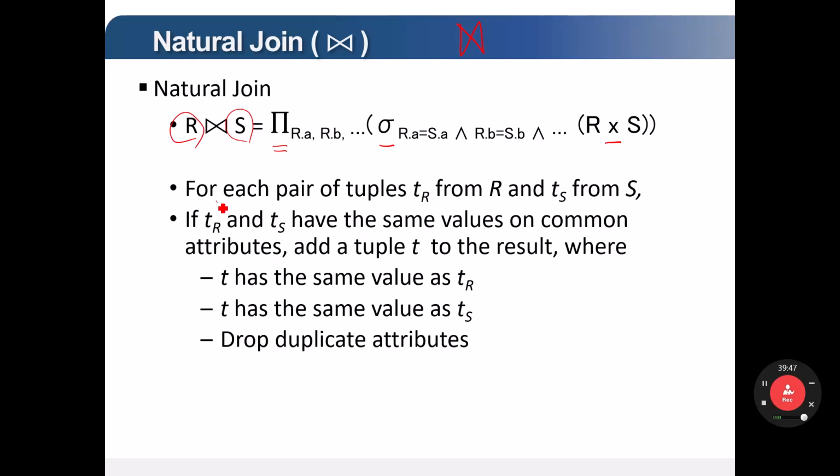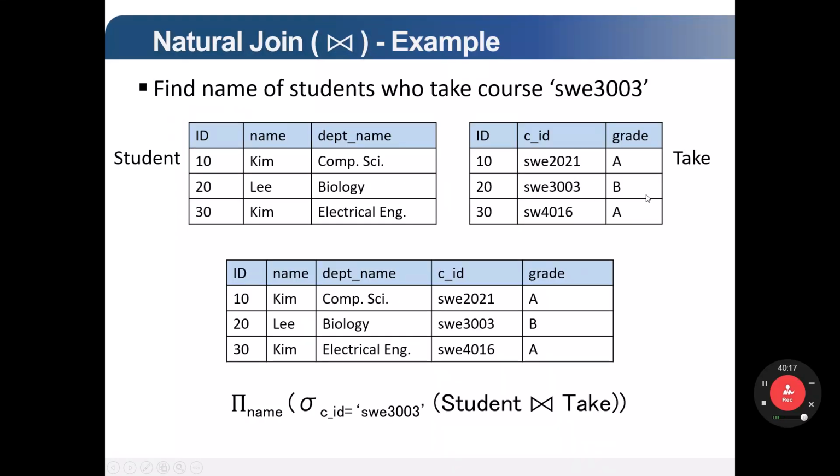And for each pair of tuples from R and S, we check whether their common attributes have the same values. If their common attribute values are the same, then we combine those two tuples and put it into the output table. I guess it'll be easier to explain this using an example.